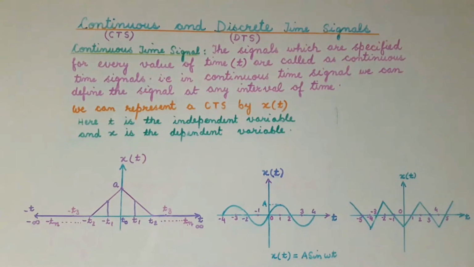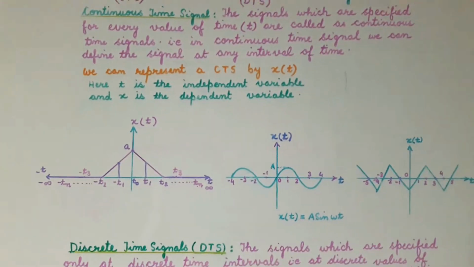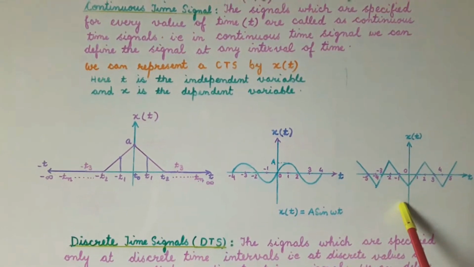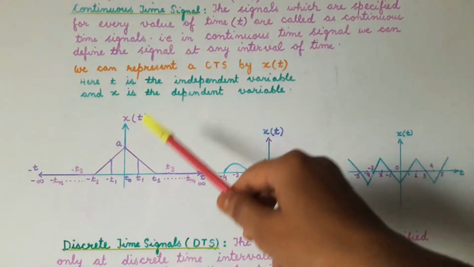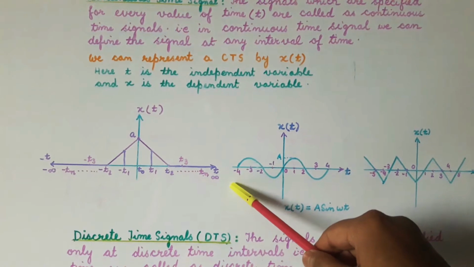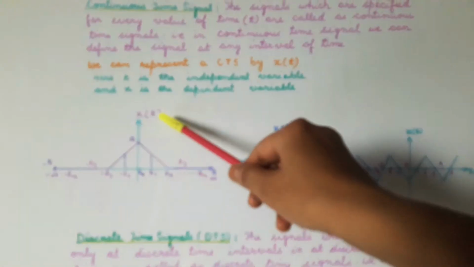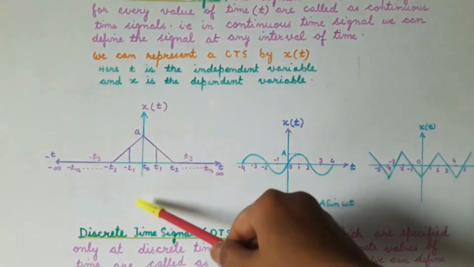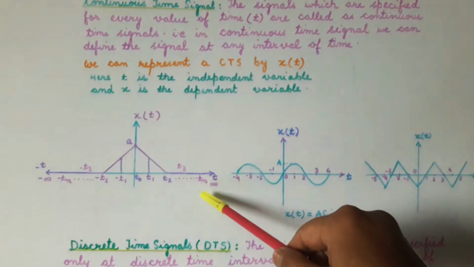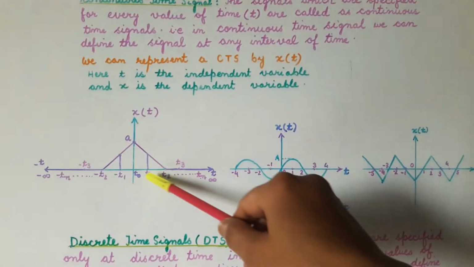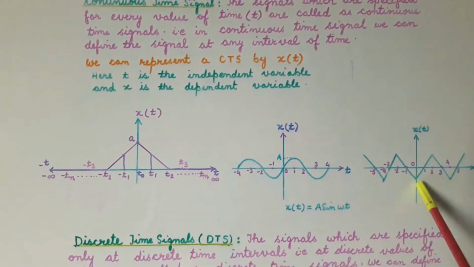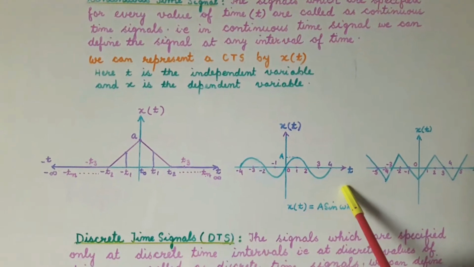So let us consider some examples of continuous time signals. These are examples of continuous time signals. Now in continuous time signal, the y-axis is always for the function or the signal and the x-axis is always for the independent variable. So x(t) is the signal, so it has been plotted along the y-axis, and t is the independent variable, so it has been plotted along the x-axis. So this is t, this is minus t. Here also we find this is t, this is minus t, this is t, and this is minus t.